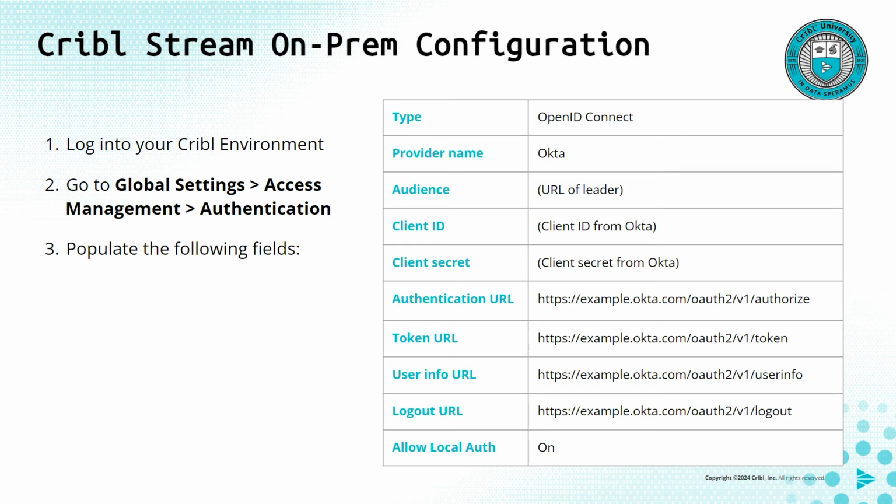Now let's take a look at how to set up Cribl Stream for an on-prem environment. This is very similar to the Cribl Cloud setup, but there are a couple of additional settings that you can configure. One thing to point out is the Allow Local Auth setting. We want to turn this on while testing the integration to make sure we are able to log into our Cribl Stream environment. Otherwise, you can find yourself locked out of your environment, so make sure that is turned on.